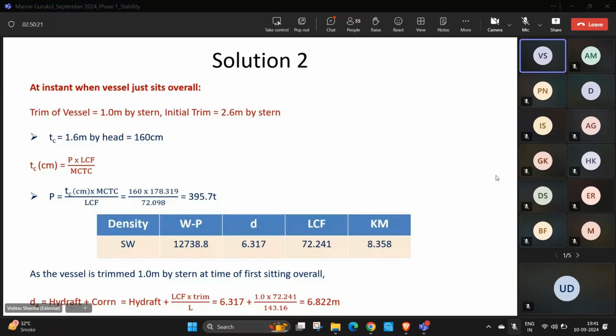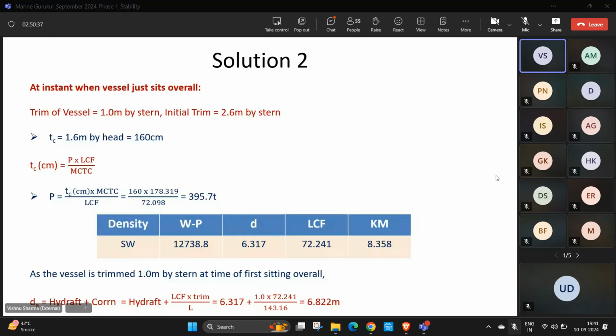I have already explained 6.8. This 6.822 that you're getting is the value of x. If you don't understand it and want me to go back and show it to you again, please let me know. 6.822 meters is the value of x, yes or no?